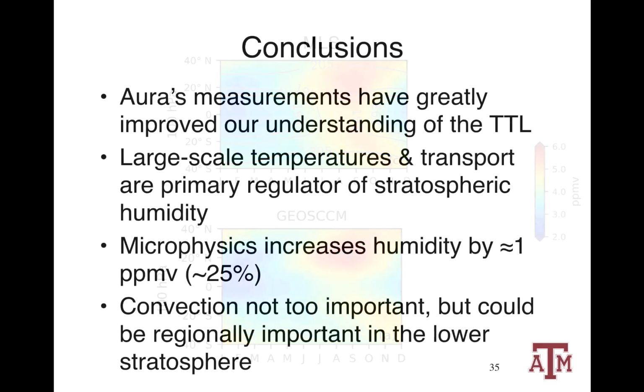30 seconds over, sorry. So Aura's measurements have greatly improved our understanding of the TTL, and large-scale temperature and transport are the primary regulator of stratospheric humidity. But microphysics is important. It can increase humidity by, say, a ppm. Convection doesn't look to be too important, except regionally, where it does appear to be important. So, for example, if you have something like the Anderson hypothesis that increases in water vapor can lead to ozone depletion, I'm not endorsing that, but those are the kinds of things that could be true if convection is regionally important, as it appears to be in the seasonal cycle. And I'll wrap up.